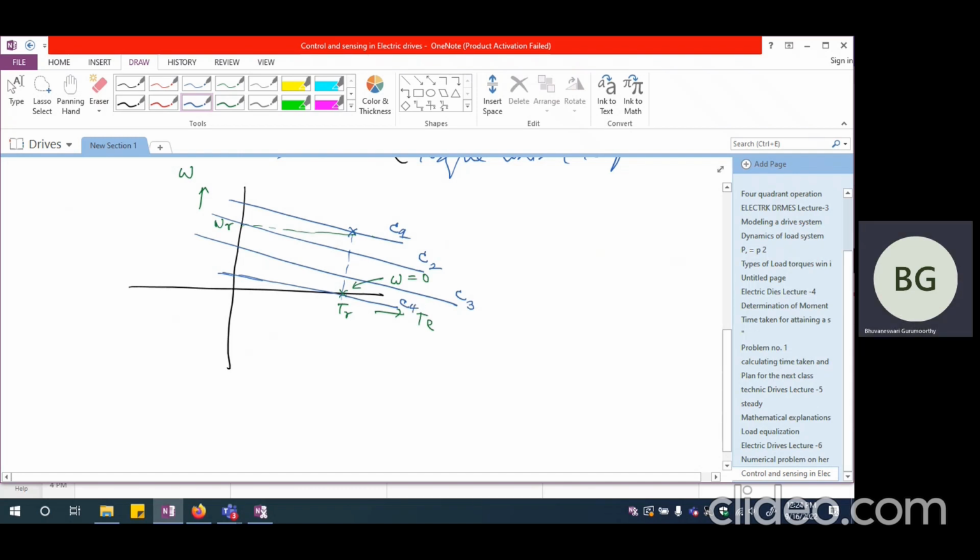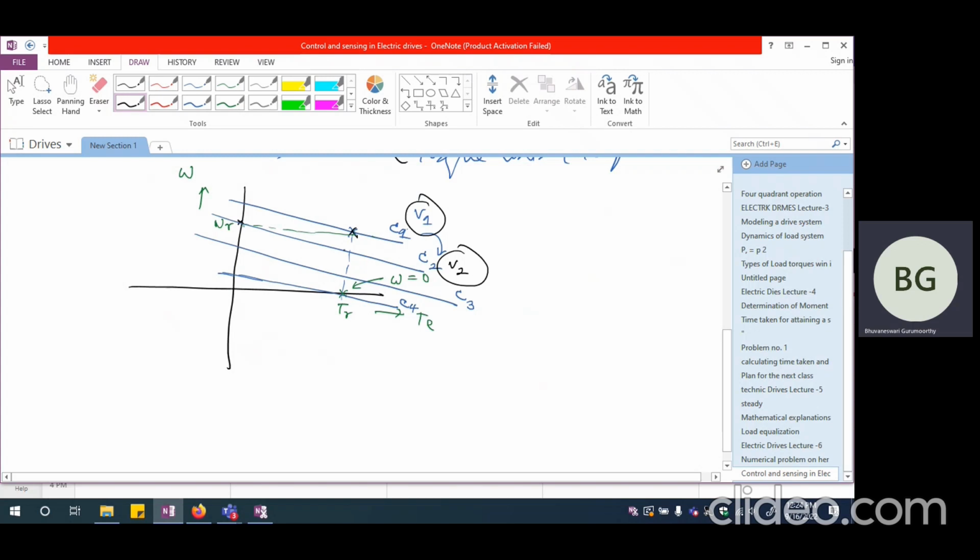So what you might try to do is, currently we are operating at this particular speed. If suddenly I'm going to reduce the voltage from C1 to C2, so maybe this corresponds to some particular voltage V1, and I'm going to change this to another characteristics which is corresponding to V2. Now, when the voltage is changed, the motor characteristics will change from C1 to C2 abruptly, but the speed cannot change abruptly. So currently, the motor is operating at this point.